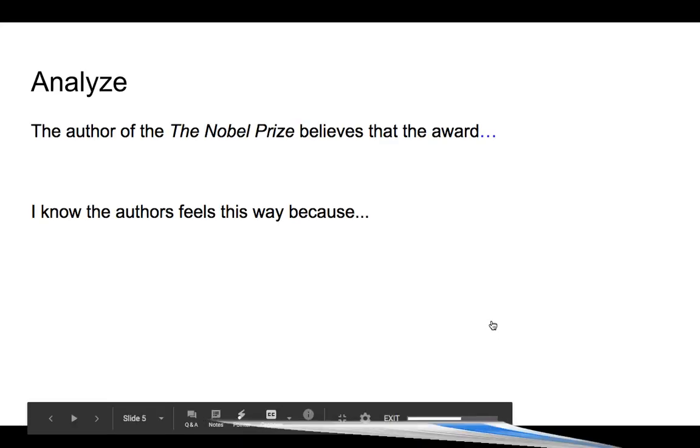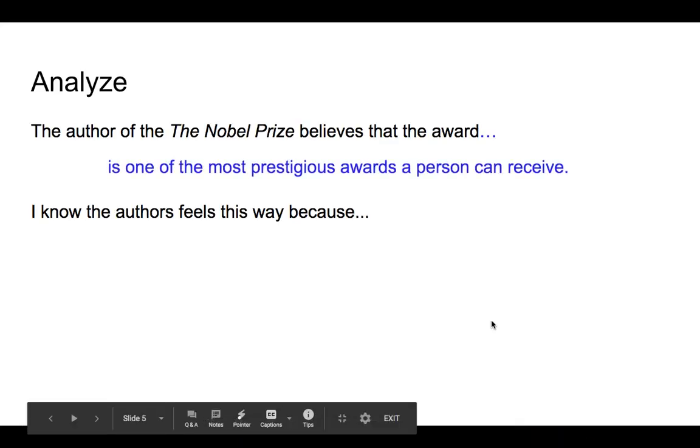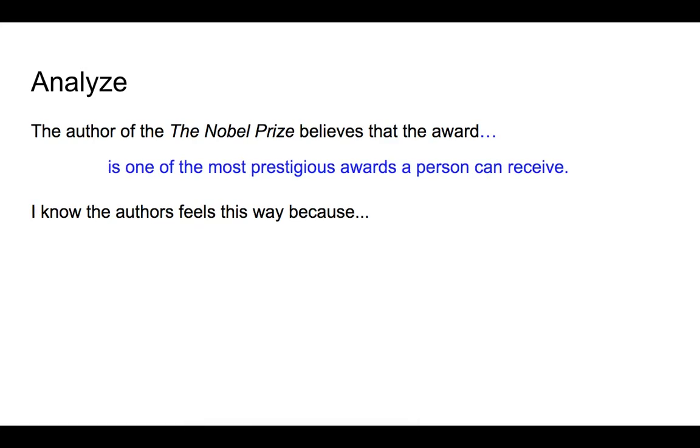So as I was saying, I determined that the author of the Nobel Prize believes that the award is one of the most prestigious awards a person can receive. I want to be very clear that this sentence that I just read is what I believe is the author's point of view. That they believe, Evan Russell believes, the Nobel Prize is one of the most prestigious awards a person can receive. I chose the word prestigious because that means that the award is very respected and admired. After reading Evan Russell's book, I believe that is his point of view.